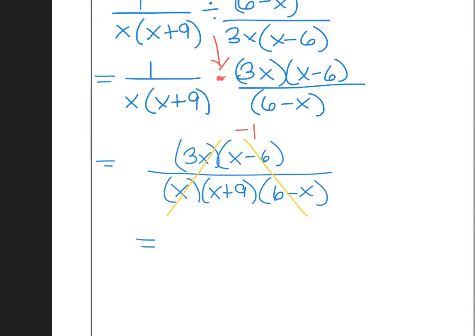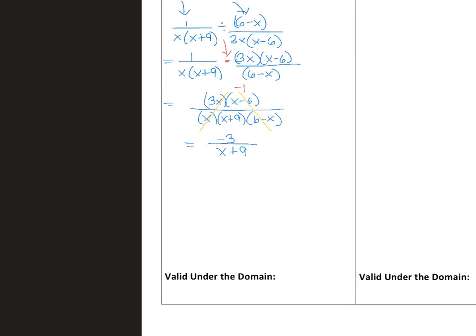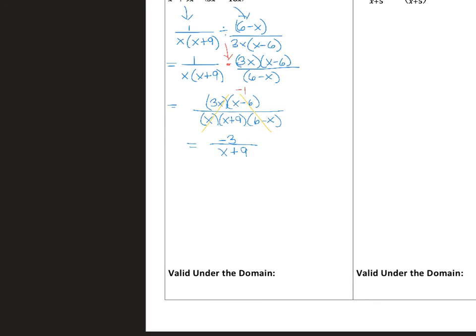So what we have left is a -3 in the numerator, and in the denominator we have an x plus 9. Now, what is the valid domain? We have to go back and look at what would create zeros once we're in the multiplication format. So that's the row we want to be looking at. So we can see that x absolutely cannot equal 0. That would cause a 0 in the denominator. By the way, I should point this out here too, either one of those rows. We can see that x cannot equal -9, and x cannot equal +6.